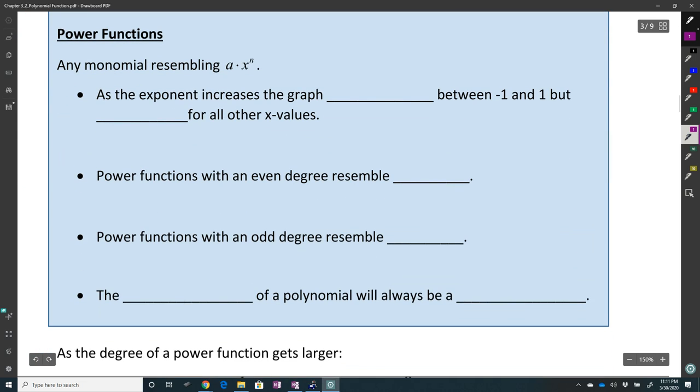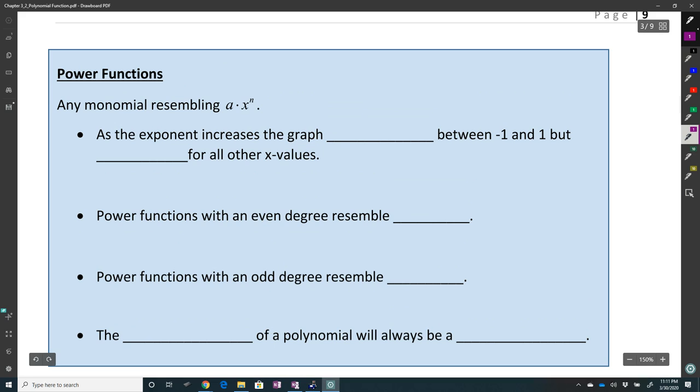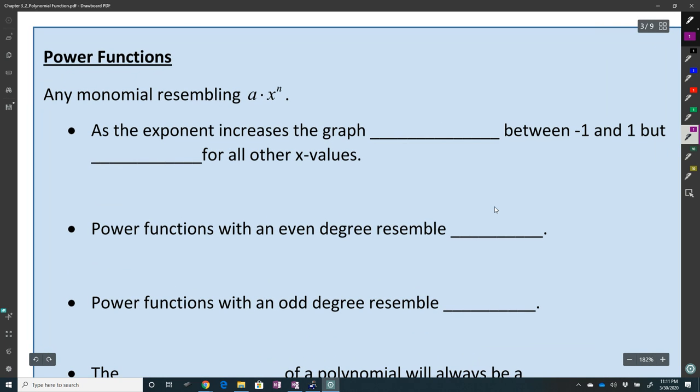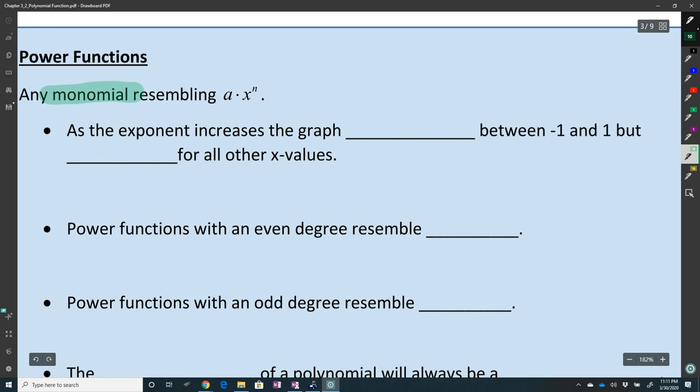All right, moving on. This section has a lot of stuff in it. So next we're going to go to a power function. A power function is basically a monomial. And really that's all it is. It's a monomial resembling ax to the n. And I want to show you what's going on. So I'm going to open up Desmos.